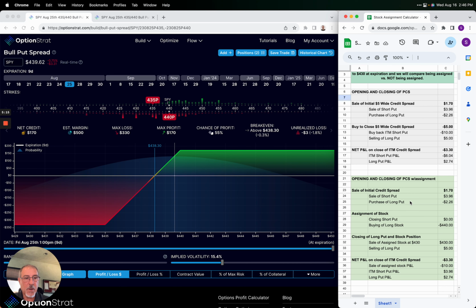So what's going to happen here, the first part of this is exactly the same. We're going to sell our short spread, just like we did here. Nothing's going to change. However, we're going to get assigned somewhere.